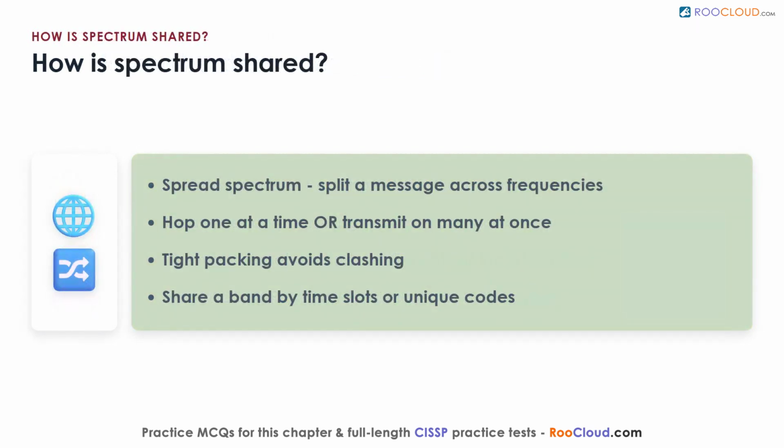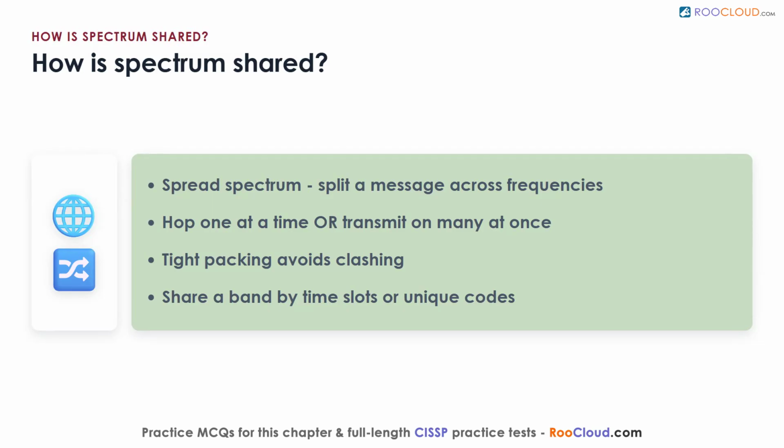How do wireless signals actually share the limited airwaves? Through spectrum techniques that let many transmissions coexist. Radio communication rides waves measured by frequency, and there is only so much usable spectrum to go around. Spread spectrum splits a message across several frequencies at once, sending pieces in parallel. Some methods hop across frequencies, one at a time.